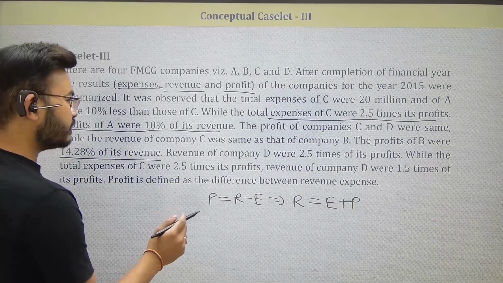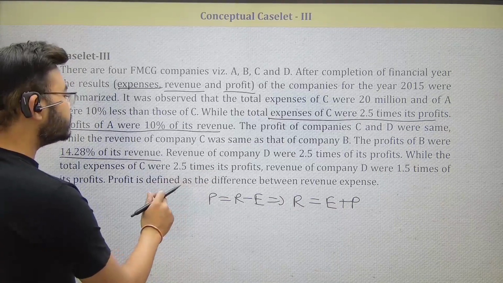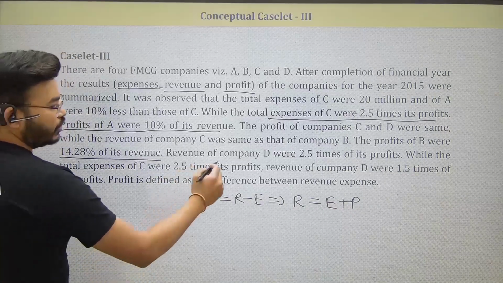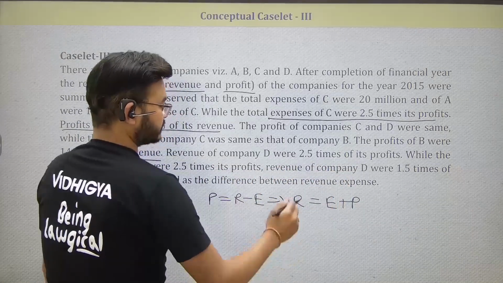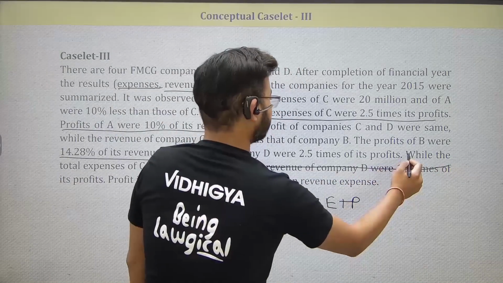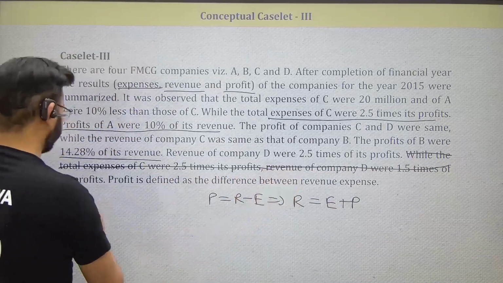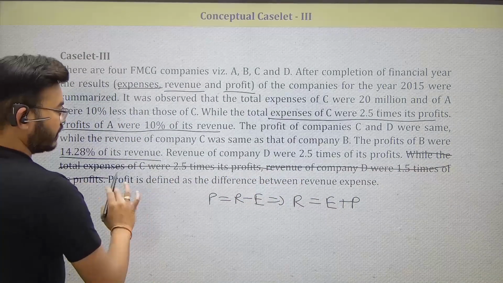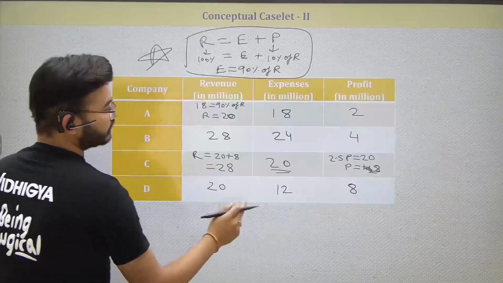The revenue of company D were 2.5 times its profit. Okay, just cut this line, we don't need this line. Simply profit is defined as this. So the revenue of the company D were 2.5 times its profit.